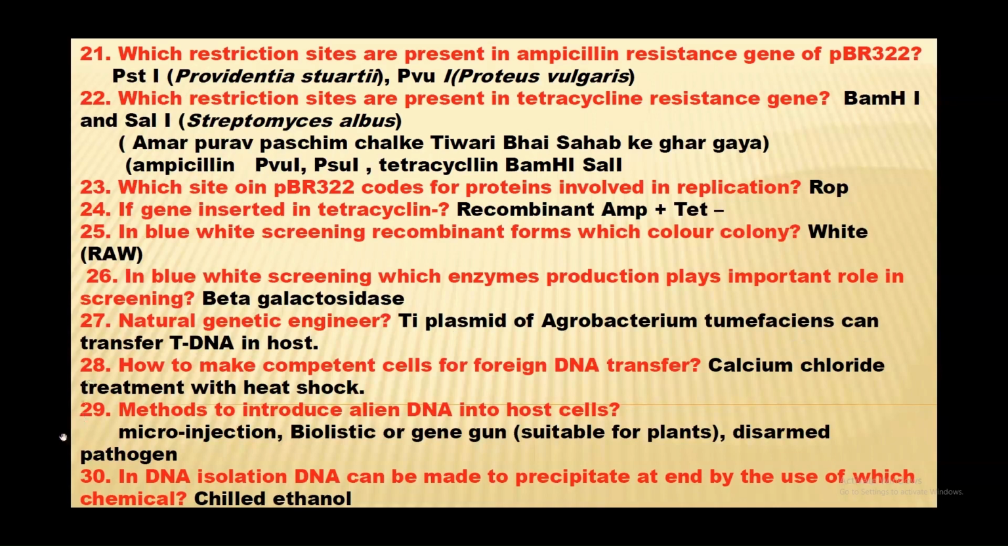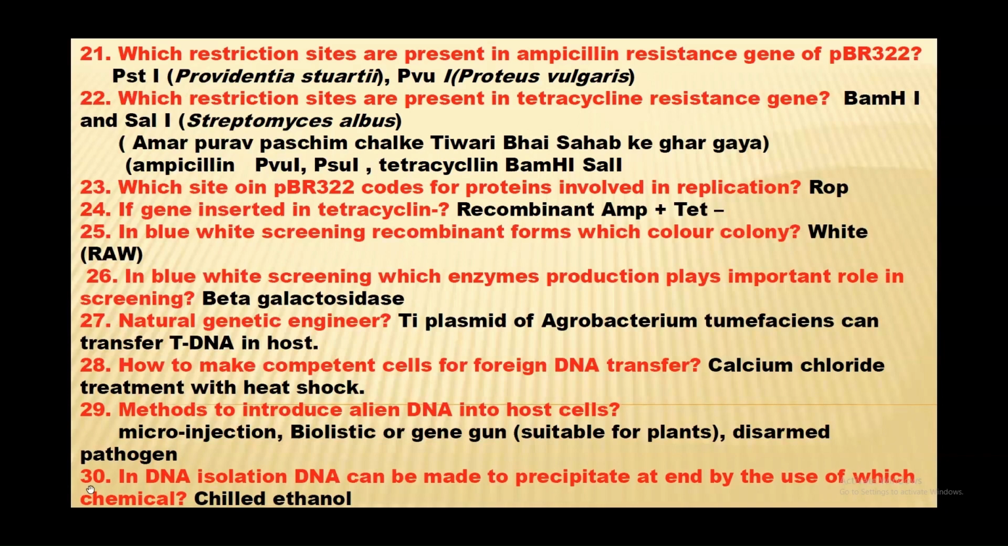28th one. How to make competent cells for foreign DNA transfer? Calcium chloride treatment with heat shock makes cells competent for foreign DNA transfer. So what is the name of the chemical used? Calcium chloride. 29th: methods to introduce alien DNA into host cells. There are different methods, such as microinjection and biolistics or gene gun, which is suitable for plants. And disarmed pathogens, such as bacterial species and some viruses, can be used.